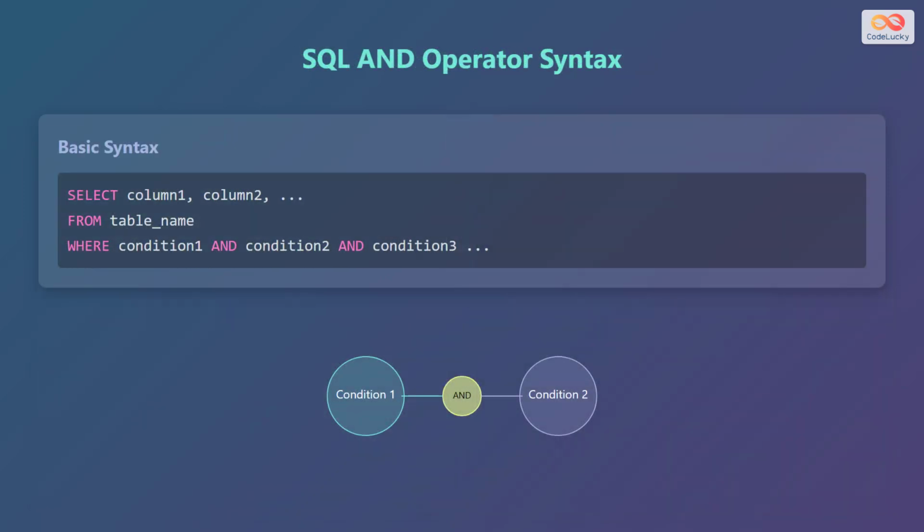Here's the basic syntax for using the AND operator in SQL. After the SELECT statement and FROM clause, you specify your conditions in the WHERE clause, connecting them with the AND keyword. For a record to be included in the result, every condition that you join with the AND operator must be true. You can see the logic diagram which shows two circles intersecting each other with the intersection part labeled as AND.